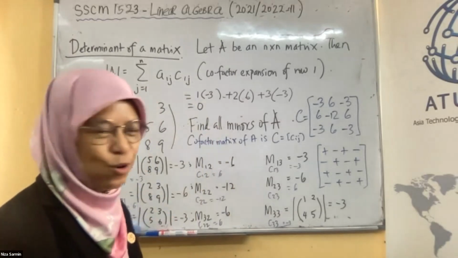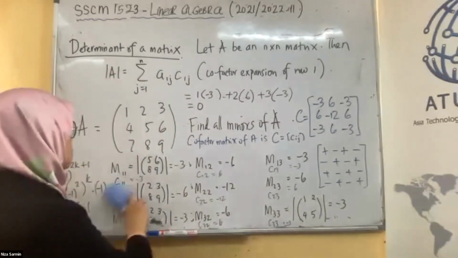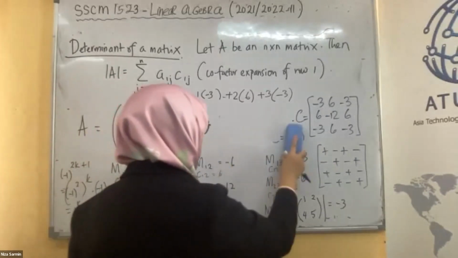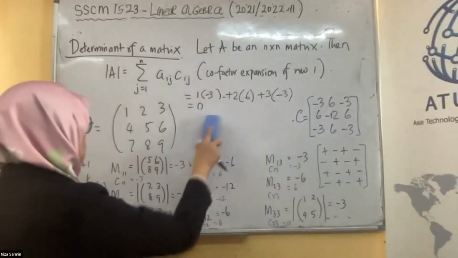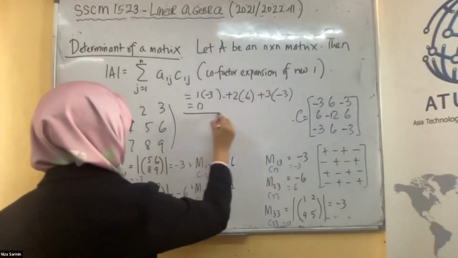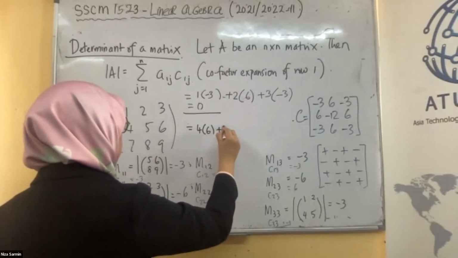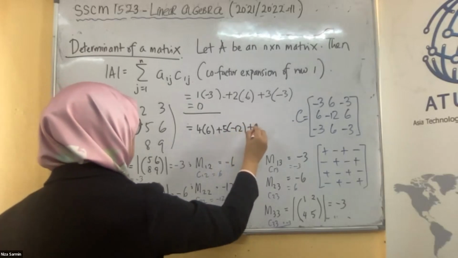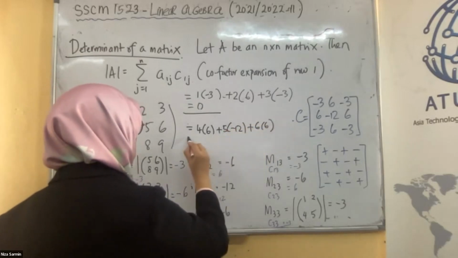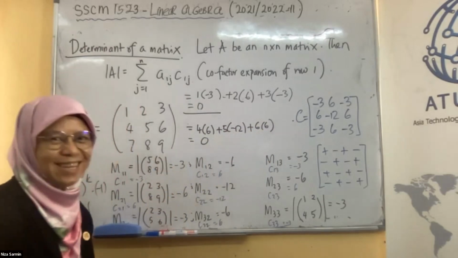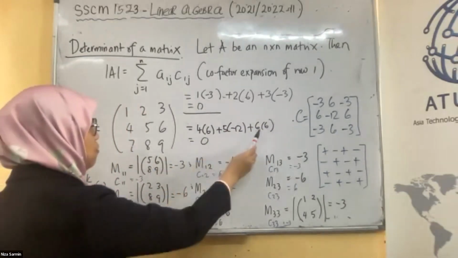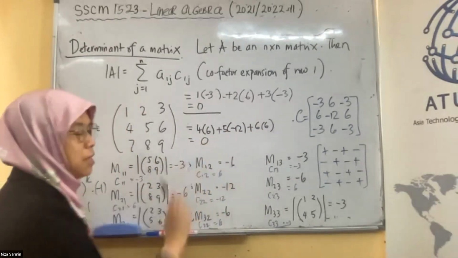Let's try the second row. 4 times 6 plus 5 times -12 plus 6 times 6. 0 also. 24 plus 36 is 60, minus 60.